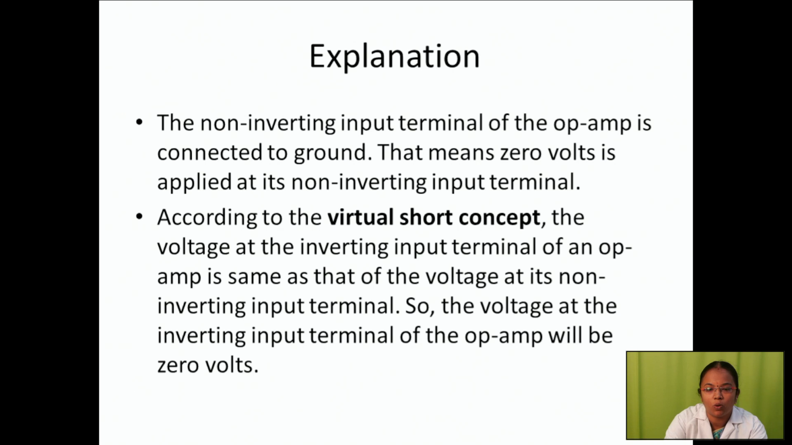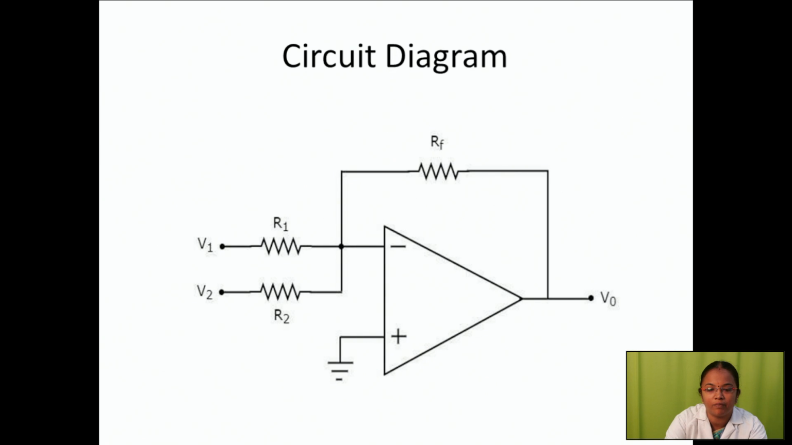As we already know, due to the virtual short concept, the voltage at the inverting terminal of the op-amp is equal to the voltage at the non-inverting terminal. So the voltage at the inverting input terminal of the op-amp will be 0 volt. In this circuit diagram, we are going to write the nodal equation at the inverting terminal. We have two voltages, V1 and V2.